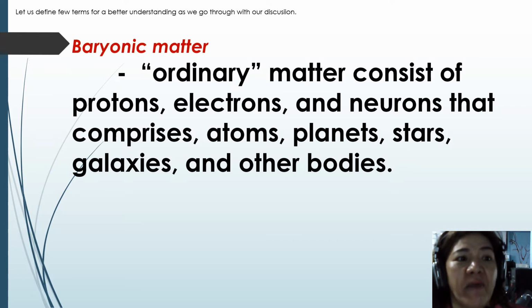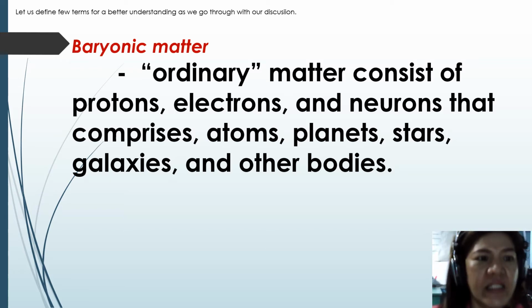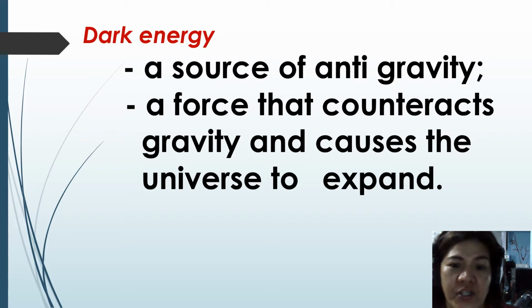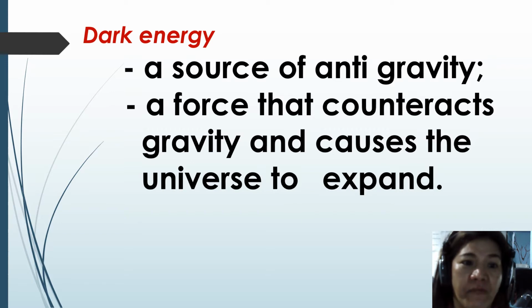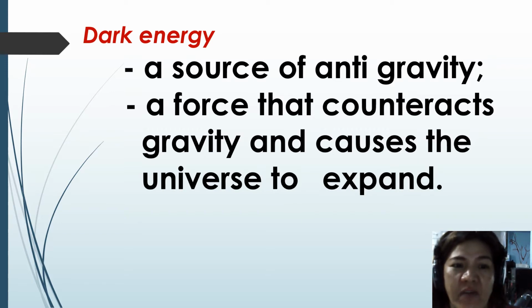Now, let us define a few terms for a better understanding as we go through our discussion. Okay, baryonic matter. Baryonic matter, ordinary matter, consists of protons, electrons, and neutrons that comprise atoms, planets, stars, galaxies, and other bodies. Dark energy, a source of anti-gravity, a source of force that counteracts gravity and causes the universe to expand.